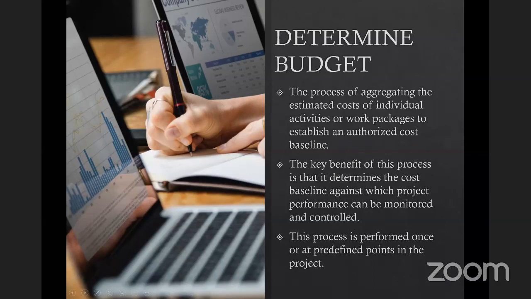Now, the third process is that of determining budget. This is the process of aggregating the estimated costs of individual activities or work packages to establish an authorized cost baseline. Now, the key benefit of this process is that it determines the cost baseline against which project performance can be monitored and controlled. This process is performed once or at predefined points in the project. So you could have milestones where you look at your project, look at your budget, and then you take a look at it and refine it or rework it before you continue.